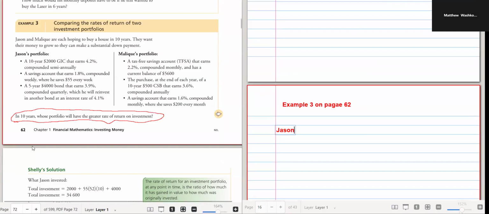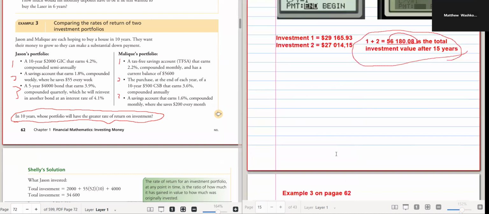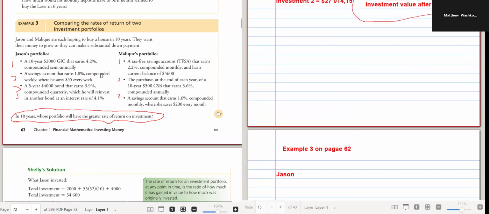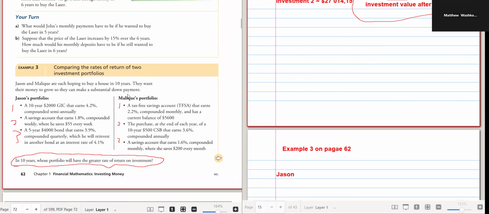So think about it this way. Jason's portfolio is 1, 2, and 3, right? Malik's portfolio is 1, 2, and 3, right? So you just have to add up just how we did up here. We had 2 investments. We added it up. You're doing the same thing, but it's 1, 2, 3. Then you're doing the same thing for Malik, 1, 2, 3, and then you're comparing the two of them.